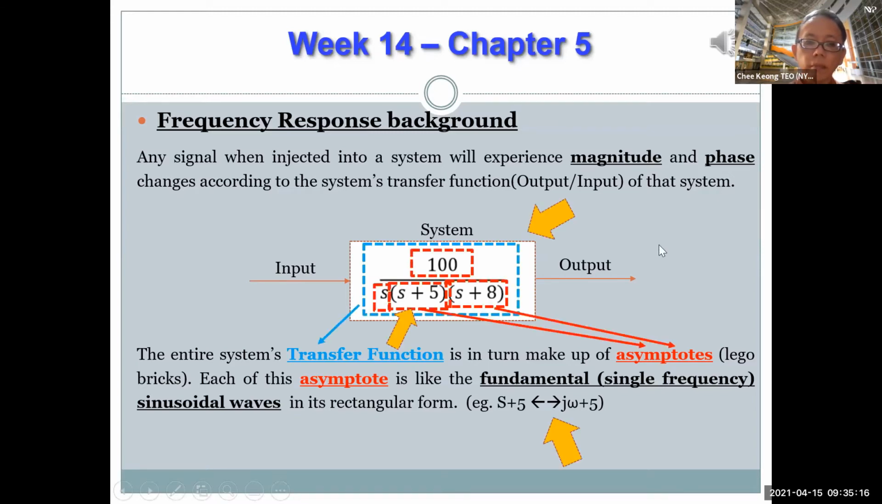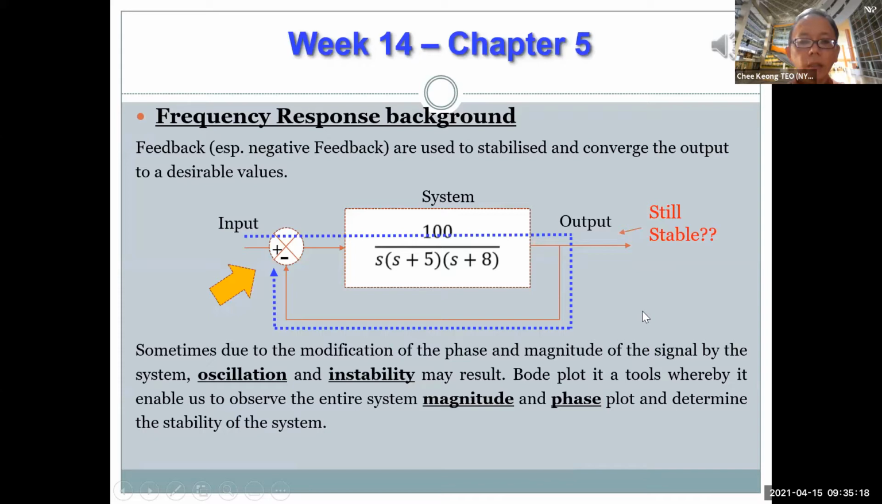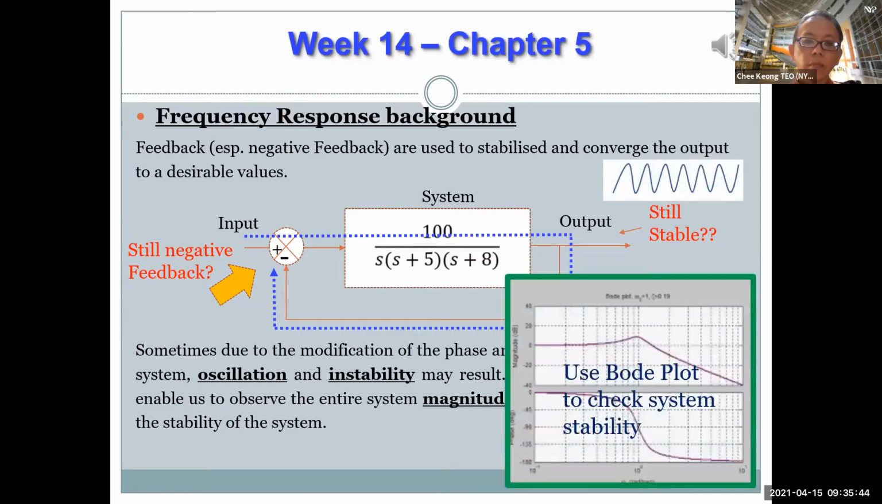Any signal injected when the same system is placed under feedback, for the purpose of controlling and converging the output to a desirable value, will test the stability of the system. As a signal goes through the system, its magnitude and phase get shifted. When this happens, a negative feedback system may change to become a positive feedback system. An oscillation starts to surface.